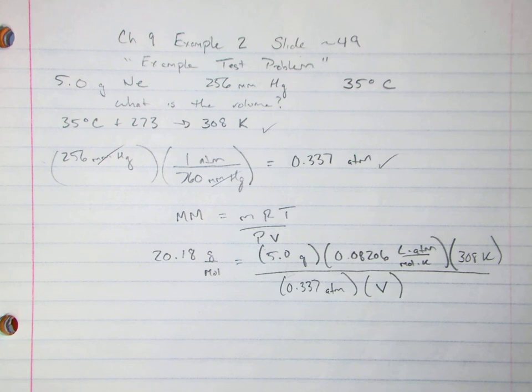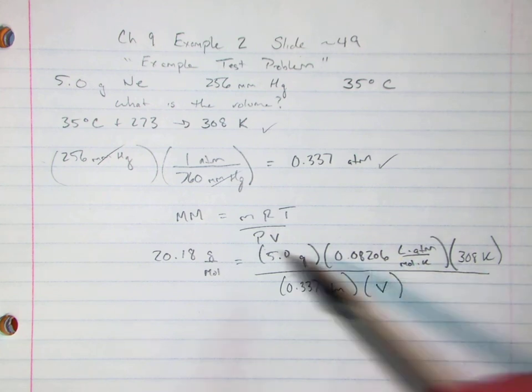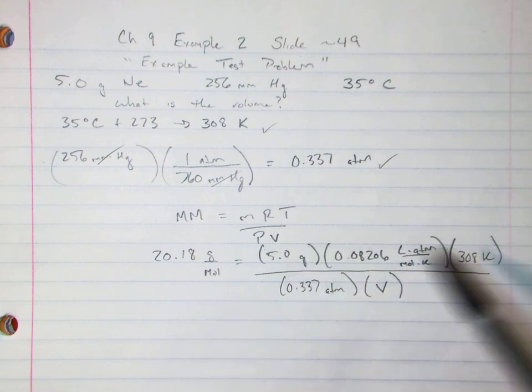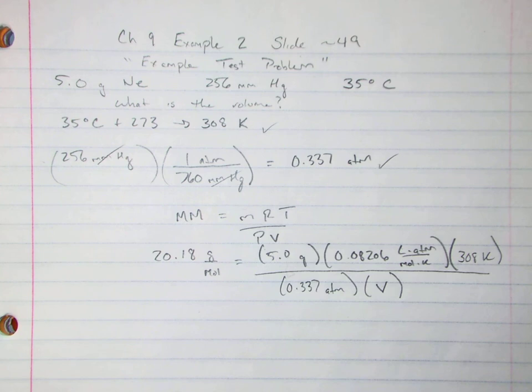The volume that this occupies. So I am going to solve this problem, first multiply everything in the top and divide it by 0.337. So I take 5 times 0.08206 times 308. That comes out as 126.37. Divide that by 0.337. That's coming out to 374.99.